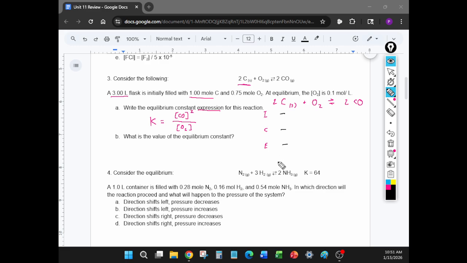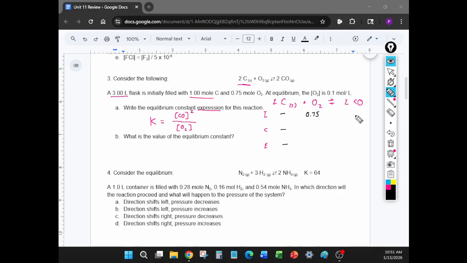What is the initial value for O2? Yeah, 0.75. If you wanted to divide it by 3 to get molarity, you can, but it's going to end up with the same numbers. You can't find pressure because you don't have the temperature, so you wouldn't be able to use the ideal gas law here. So we're just going to keep it easy, and we're going to do 0.75 moles.